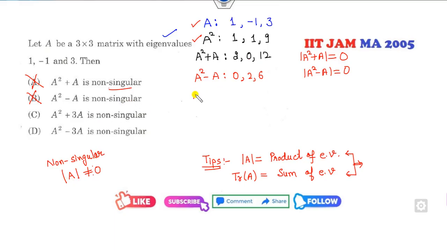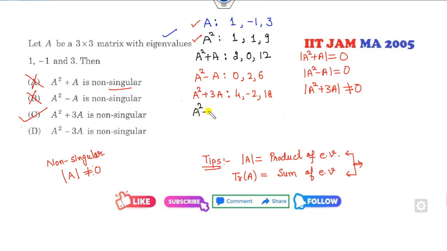A squared plus 3A. What are the eigenvalues of A squared plus 3A? I can multiply A's eigenvalues by 3 and add them: 4, -2, and if I multiply by 3 it's 9 and 18. So clearly the determinant of this is non-zero. So yes, it's non-singular.